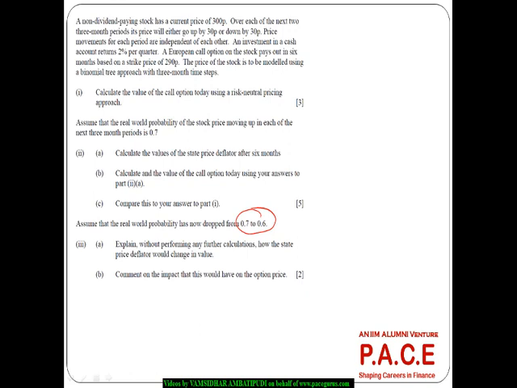Right? So these kind of things we really need to understand and appreciate when we are working with the data trying to do the pricing of the options using the binomial tree model. Alright.